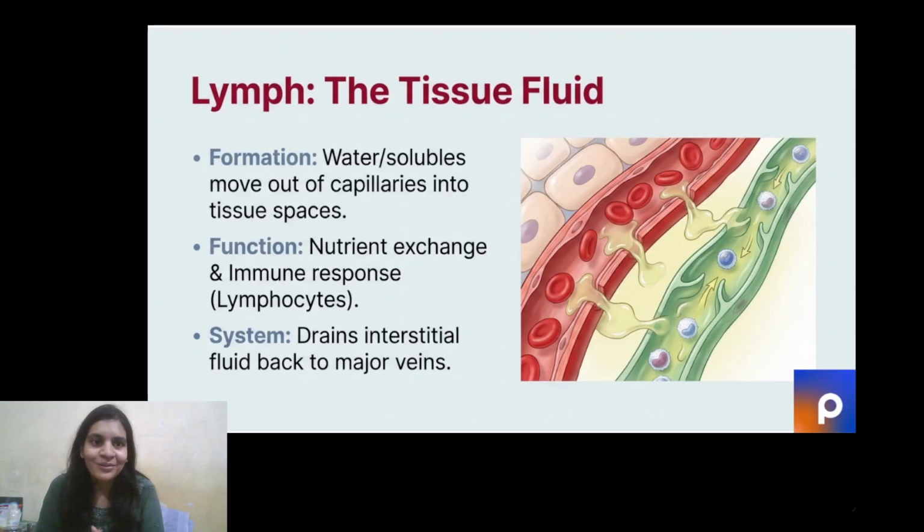I know you all can't hold your curiosity. So guys, this lymph is the interstitial fluid, or maybe let me phrase it better, the tissue fluid. So how does this lymph form? Basically, the water and soluble particles move out of my capillaries into the tissue spaces. Now, the function of this lymph is nutrient exchange. Basically, all these substances are moving into this lymph, and immune response, because this lymph carries the lymphocytes and it drains this interstitial fluid back to my major veins like vena cava and other veins and causes their drainage.